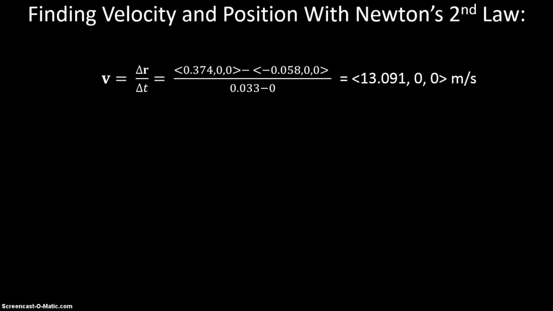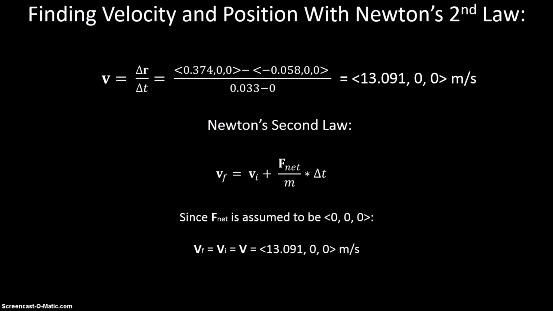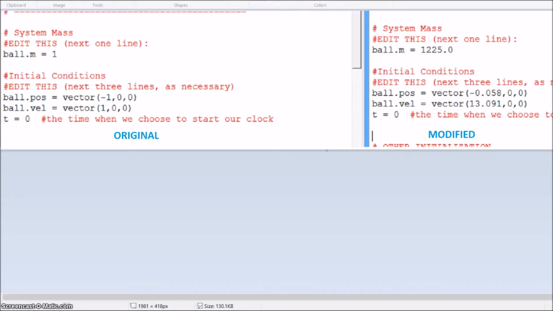I then apply Newton's second law to evaluate velocity for the entire experiment. However, as said before, the net force is assumed to be zero. Therefore, the final velocity is equal to the initial velocity, which is equal to the velocity that we will use for the entire experiment. Next, using the concepts we've previously discussed and the data collected, I can make a model describing the motion.